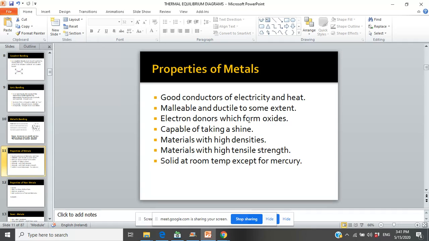Electron donors, which form oxides. Basically, that's where the electrons can be given off and cause oxides or rust, okay, where the material breaks down. Capable of making a shine, grand. Materials with high density, yeah, the atoms are packed in tight. Materials with high tensile strength, and then solid at room temperature, except for mercury, right? So other examples of liquids would be water. Water is liquid at room temperature, okay?